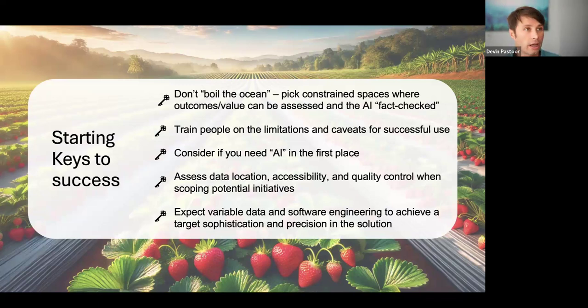Consider, do you even need AI in the first place? Are there other opportunities to either use alongside AI or completely replace AI with investment in templates or training or other patterns that can still get you to the same organizational objective that you were hoping for? And if you go down that path, make sure you're assessing your data location, accessibility needs, and quality control when scoping potential AI initiatives. Finally, expect variable data and software engineering work across these applications.